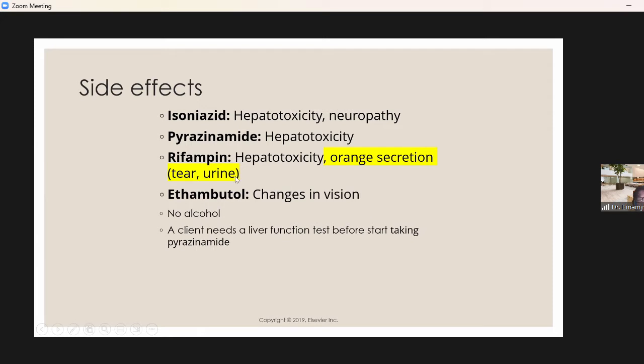Ethambutol may cause optic neuropathy, which means you need to check your patient's visual acuity at least every month.